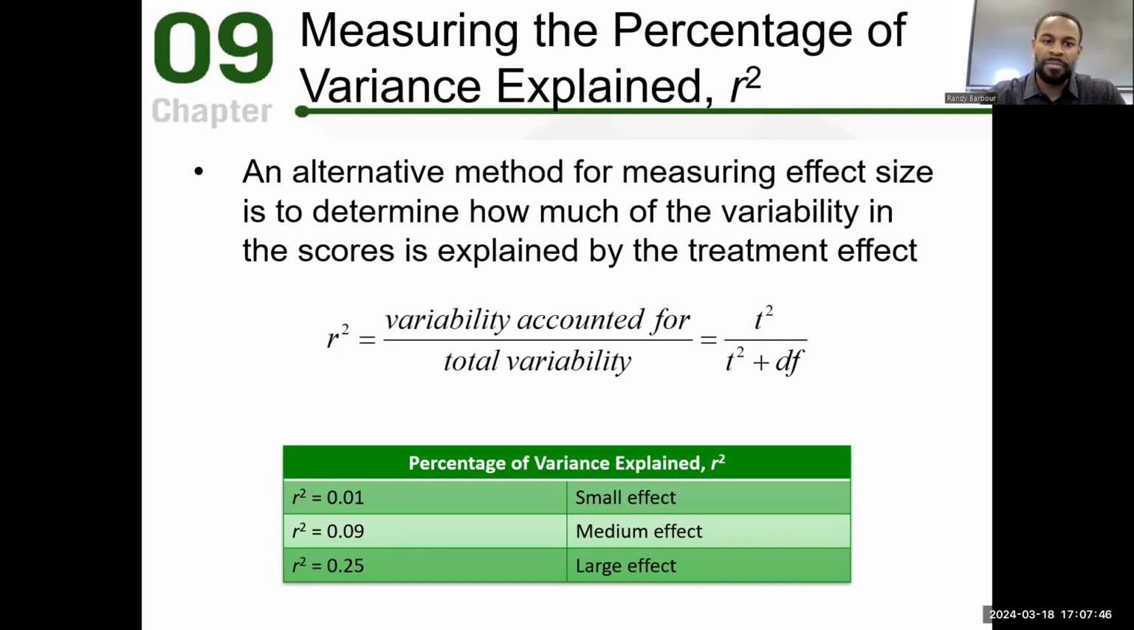So this is just an alternative method, and it determines how much of the variability in the scores of the sample is explained by the treatment effect, right? So if those light emitting e-readers are giving me a treatment effect that's really, really huge, then I know that the variance explained by that e-reader is really, really large, right? So let's work through an example.